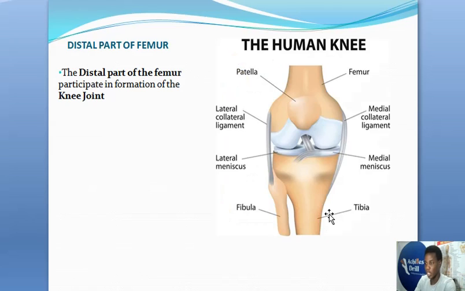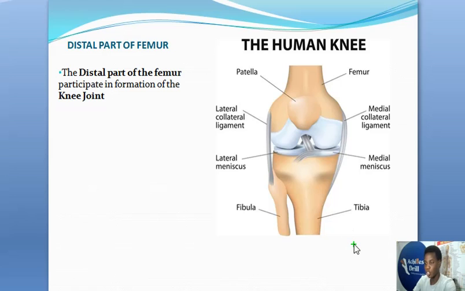Okay, so just as we add in this picture, can you see the lateral collateral ligament coming from the lateral epicondyle, while the medial collateral ligament is coming somewhere from the medial epicondyle, and then they are inserting to the leg bones, the fibula and the tibia right there.